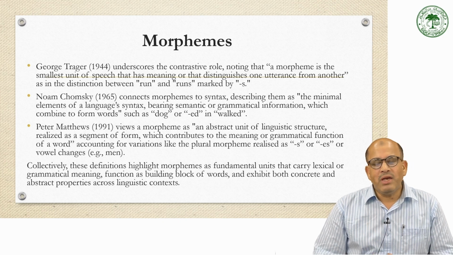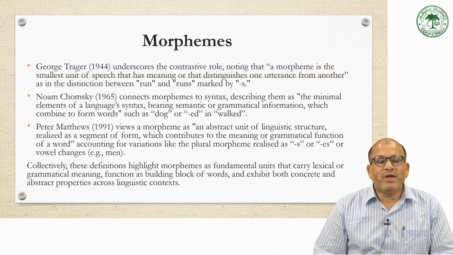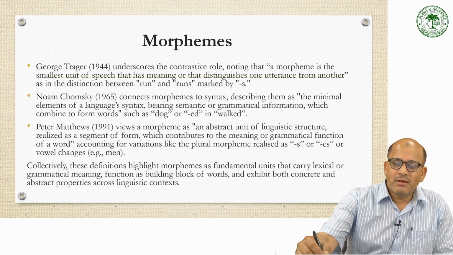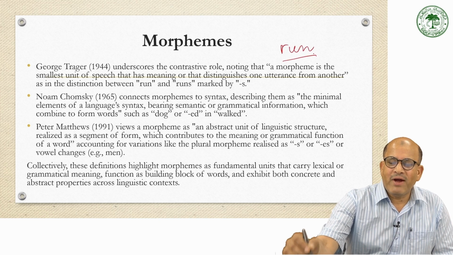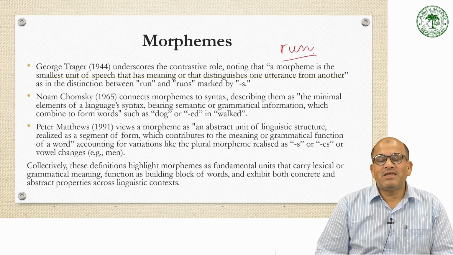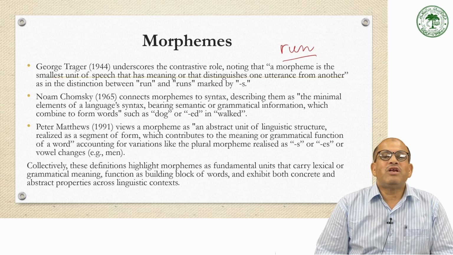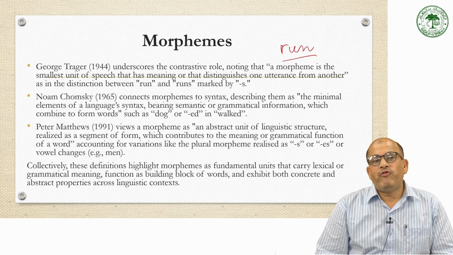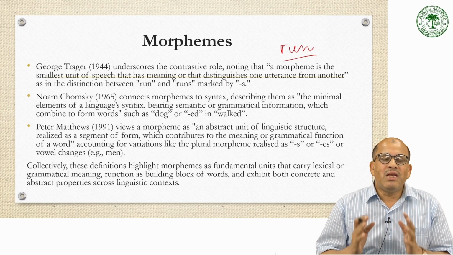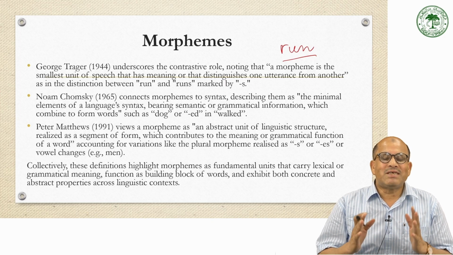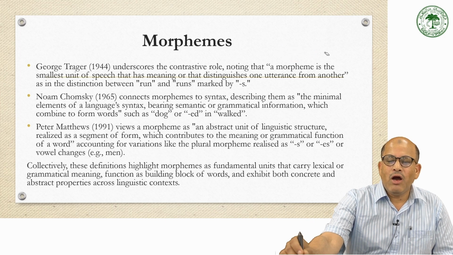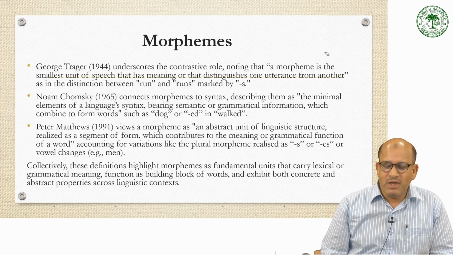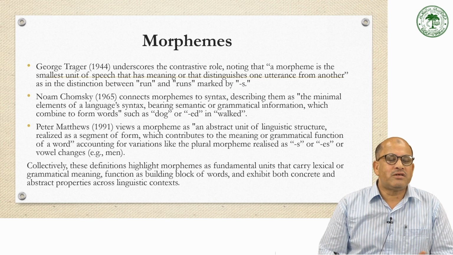So when we say minimal meaningful unit, it means we cannot further subdivide the word. For example, Trager used the word run. We cannot further subdivide this word run. If we divide it, it is going to lose its meaning, so it cannot remain meaningful. By definition, a morpheme has to be a minimal meaningful unit which cannot be further subdivided. So this is basically the idea of a morpheme, to have its meaning but be minimally understandable.